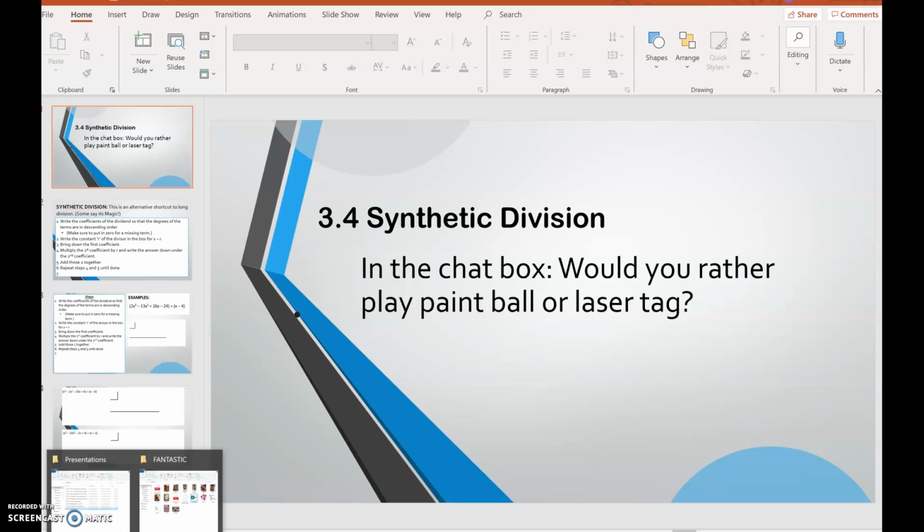We are now in 3.4 polynomial functions. We have analyzed it, graphed it, added, subtracted, and multiplied, and so now we get to divide.